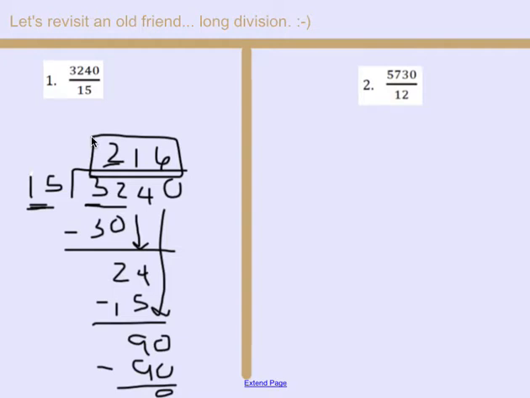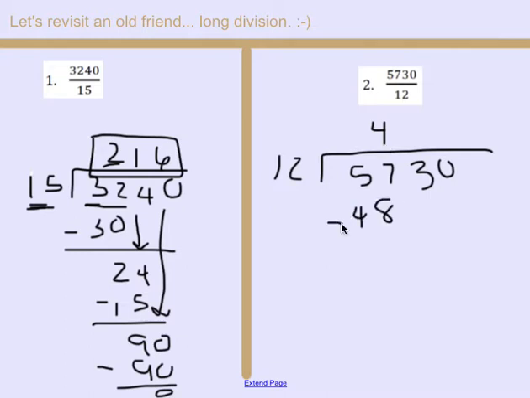So for number 2, I'm taking 12 and I'm seeing how many times I can fit it into 5,730. Well, 12 isn't going to fit into 5, so I need to figure out how many times it's going to fit into 57, and that's going to be 4. So 12 times 4 is going to give us 48. So then I'm going to subtract that off. 57 minus 48 is going to give me 9.